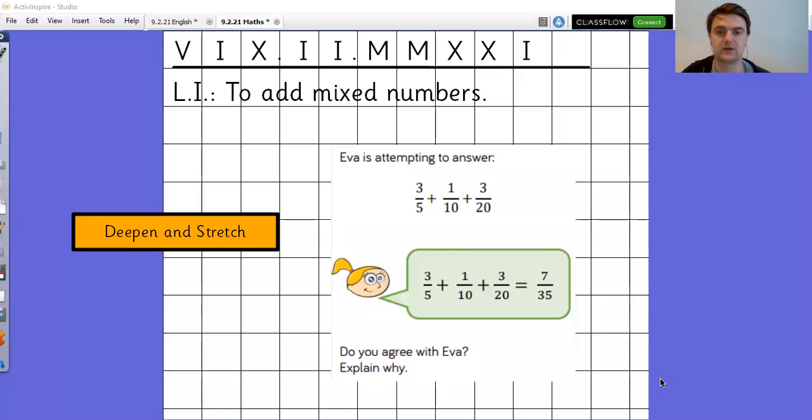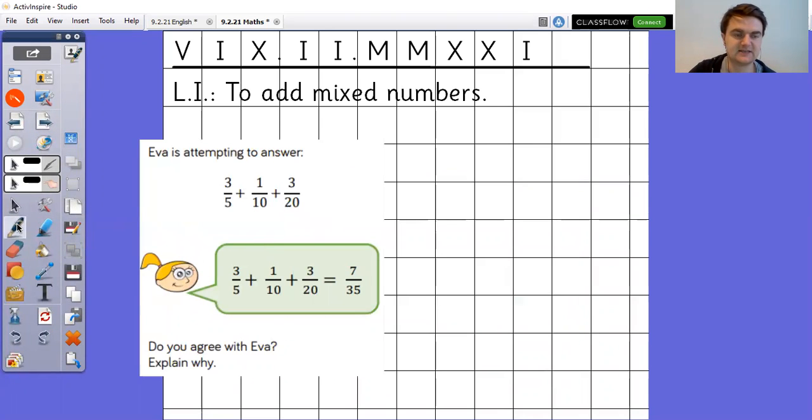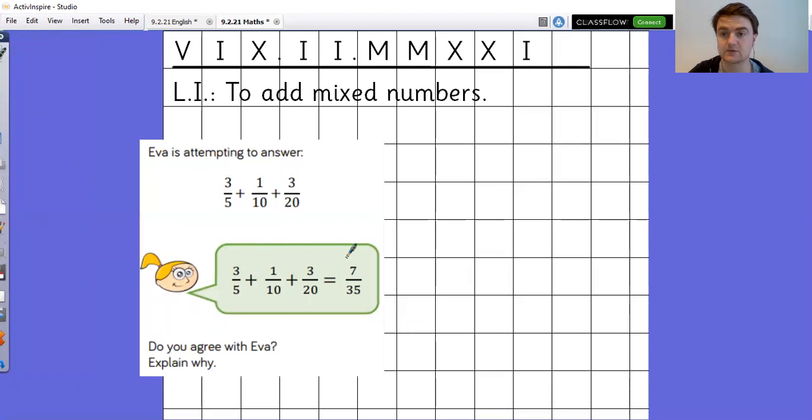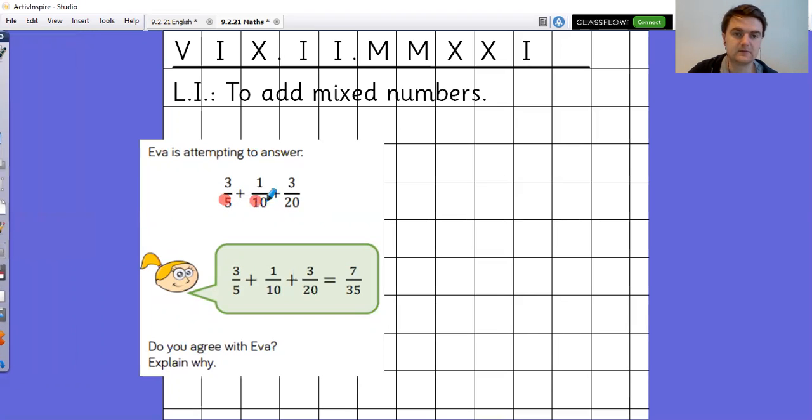Okay, then, so let's have a look at what Ava has done here. What Ava's done, we can see, is she's added the denominators as they are, and she's added the numerators as they are as well. Now, we know from last time that when the denominators are different, like they are here, we can't add the numerators straight away. We need to find equivalent fractions first.